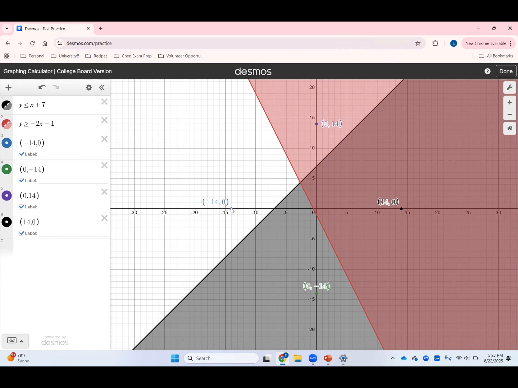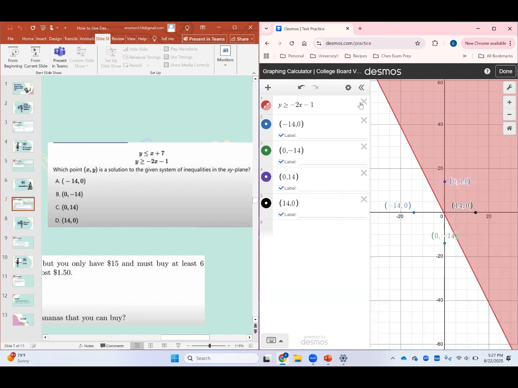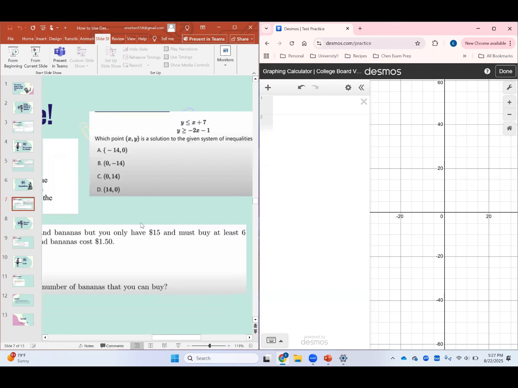So if you see all the points that I plugged in, you can quickly see that 14, 0 is the point that's in the solution set, right? Because it's in that overlapping region. So my answer is going to be D to correspond with the graphical representation. So that's how you answered that question with DESMOS.